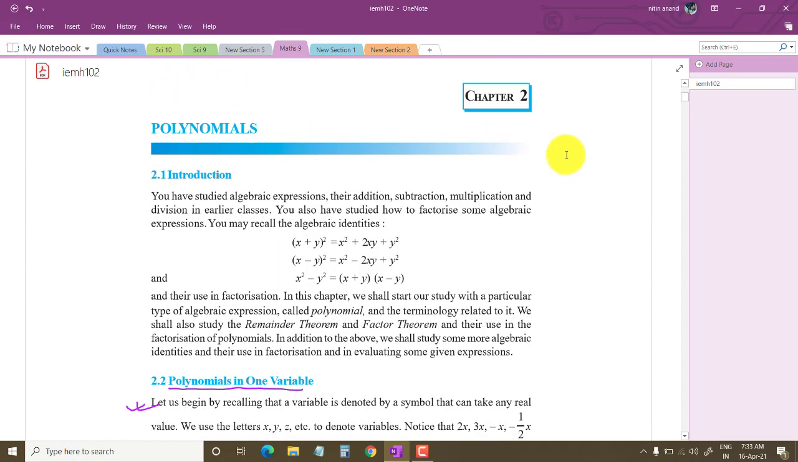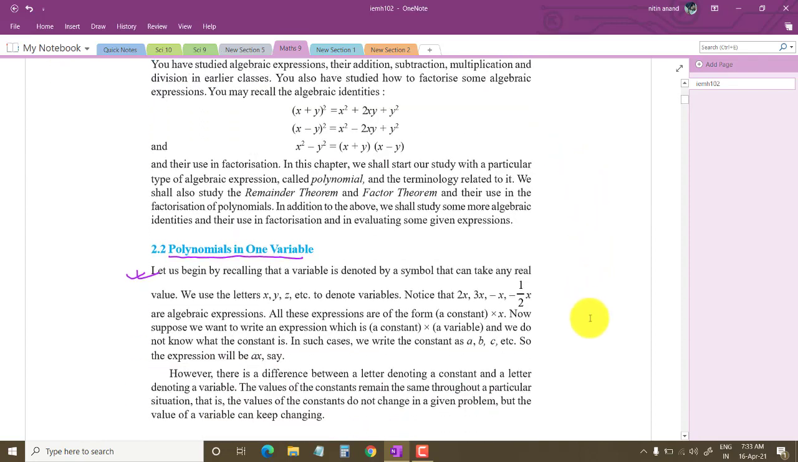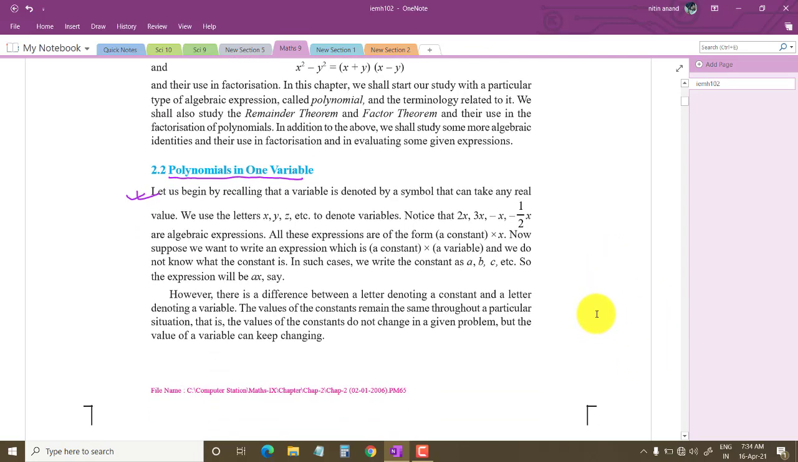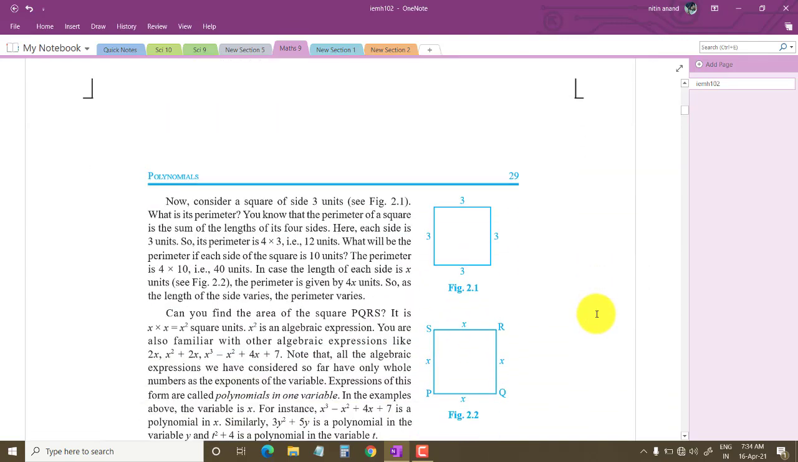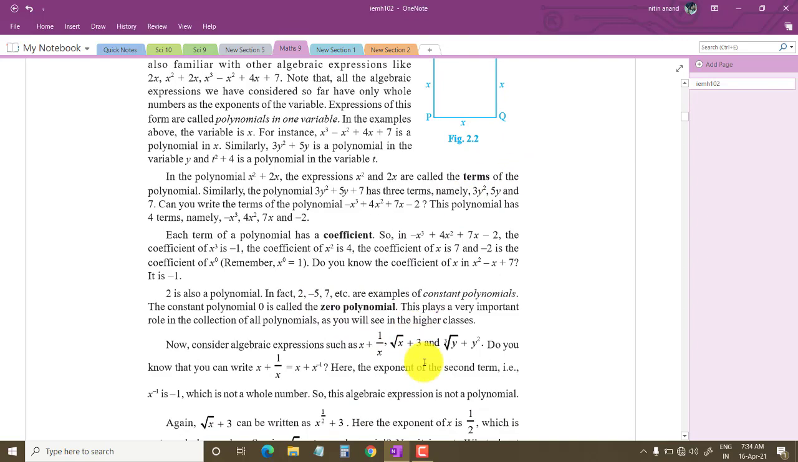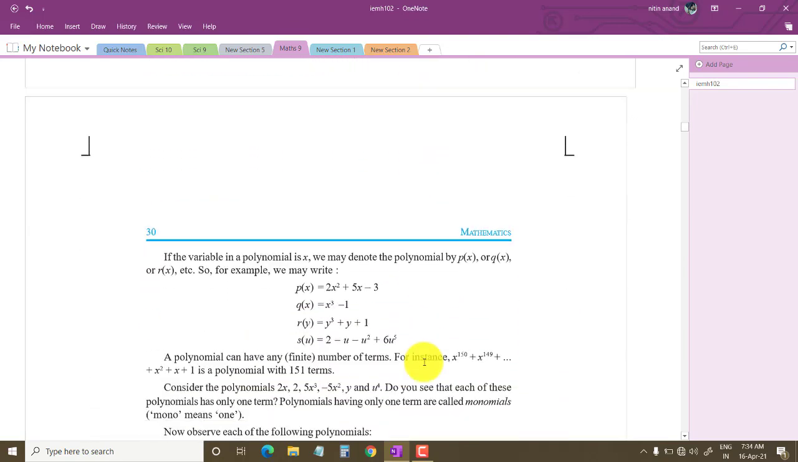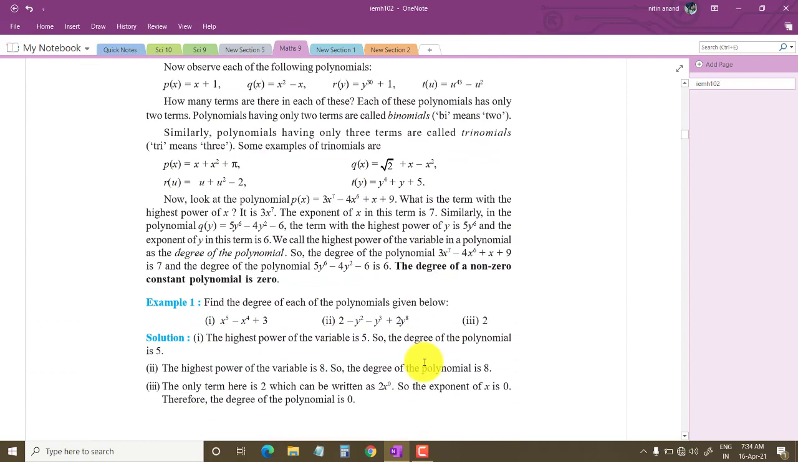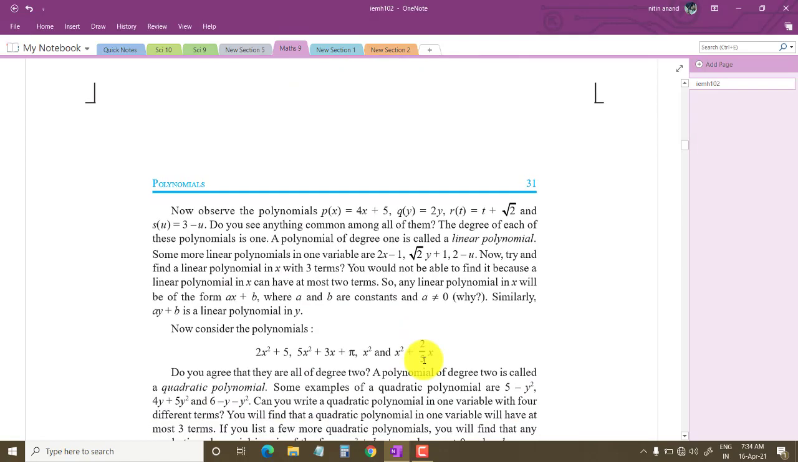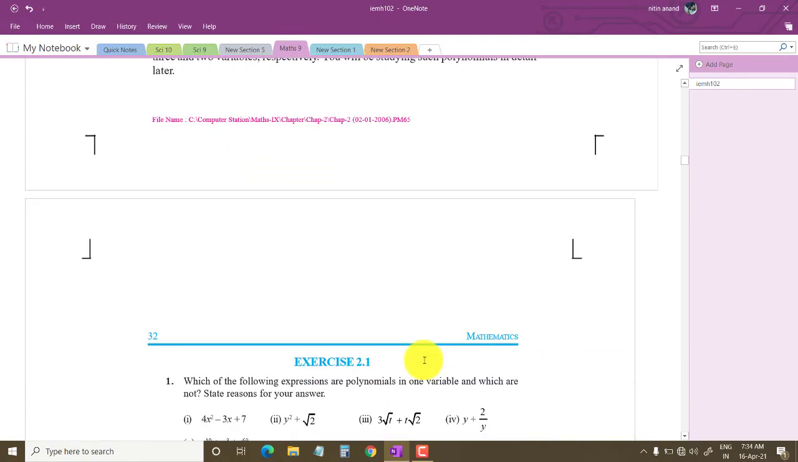That means polynomials in one variable. If any expression is a polynomial, then its number of variables should be 1. And after that, terms, coefficients, these things, and zero of a polynomial we discussed, and I also gave you some homework. Next, we will now start the exercise for the polynomial.